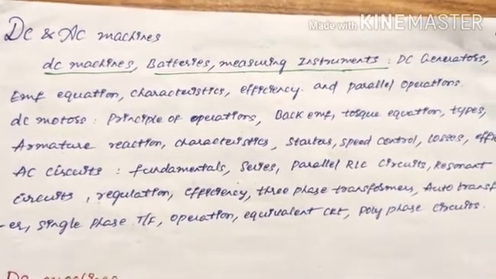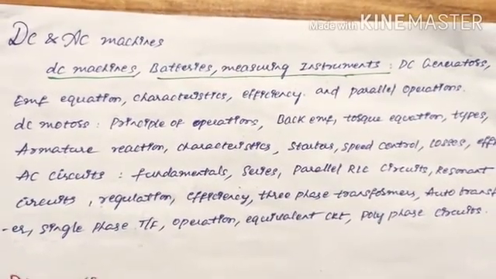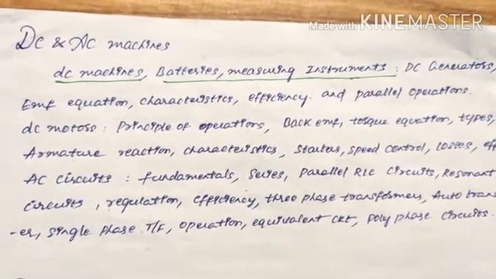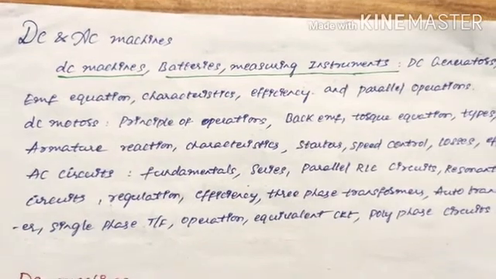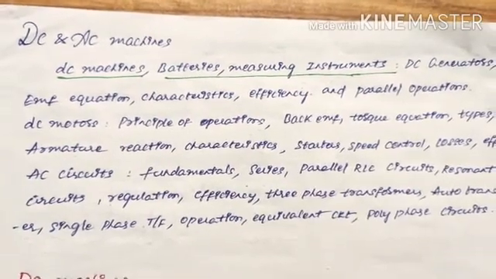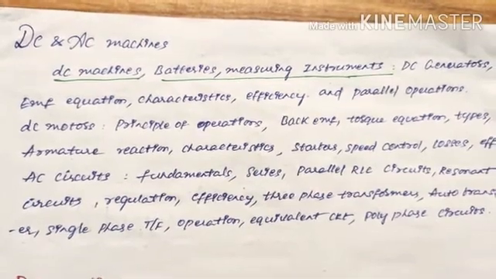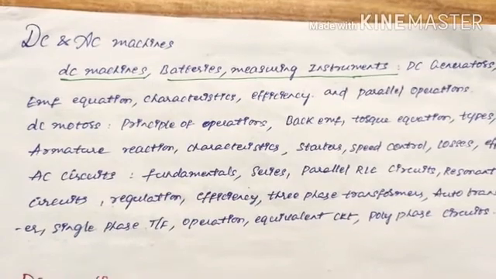And today's topic is DC and AC machines. In DC and AC machines, the first concept which I am going to describe today is a DC generator. What is a DC generator? Firstly, before getting into the DC generator directly, I'll tell you what DC machines are. DC machines are classified into two types, which are the DC generator and the DC motor.